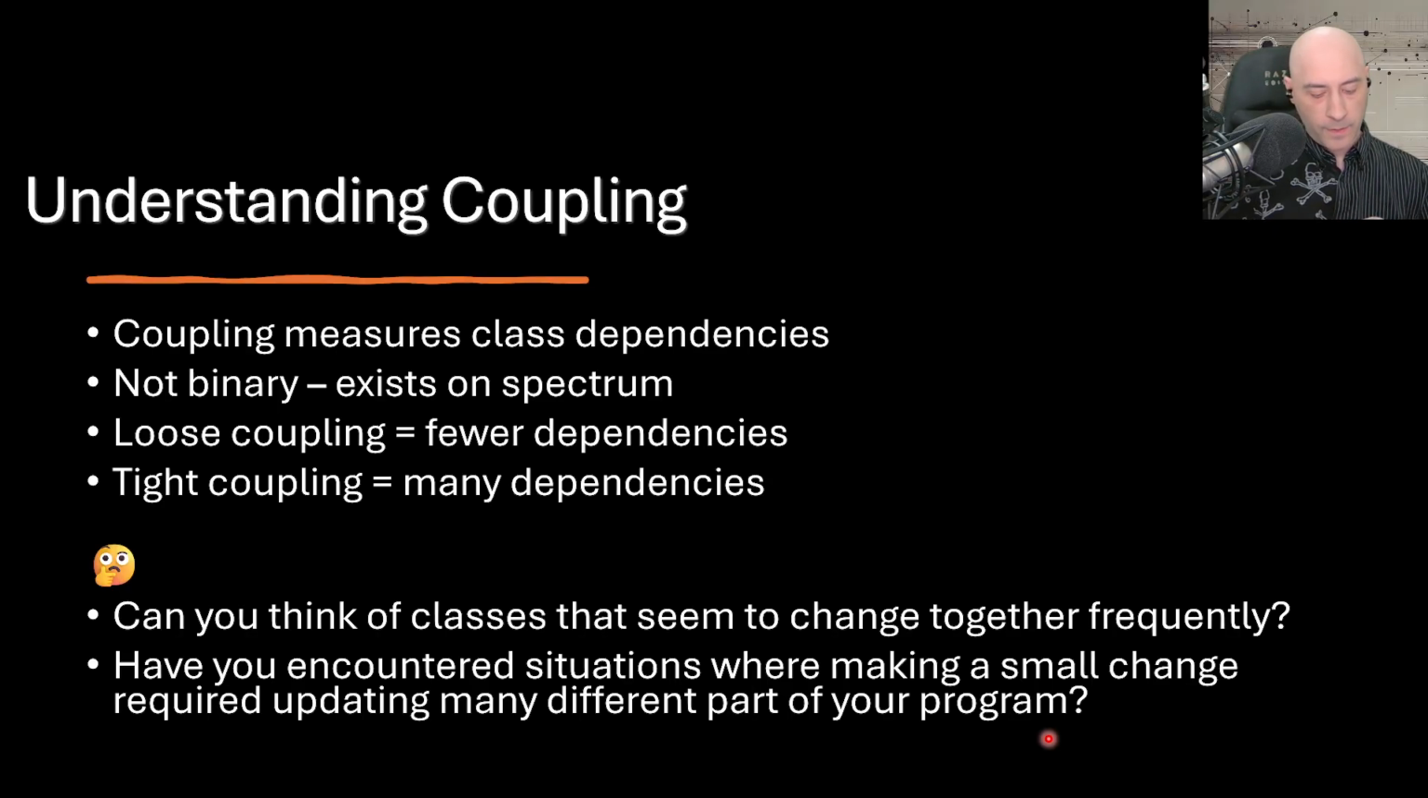But before we move on to specific examples, I want you to think about code that you've written before. Can you think of classes that seem to need to change together frequently? Or have you encountered situations where making a small change required updating many parts of your program? These might be signs of tight coupling, which might need to be refactored later or avoided if you're having too many changes that happen frequently, or you're required to update many different parts just by doing one small change. That might be a situation where you're thinking this is probably a good candidate for loose coupling instead of tight.